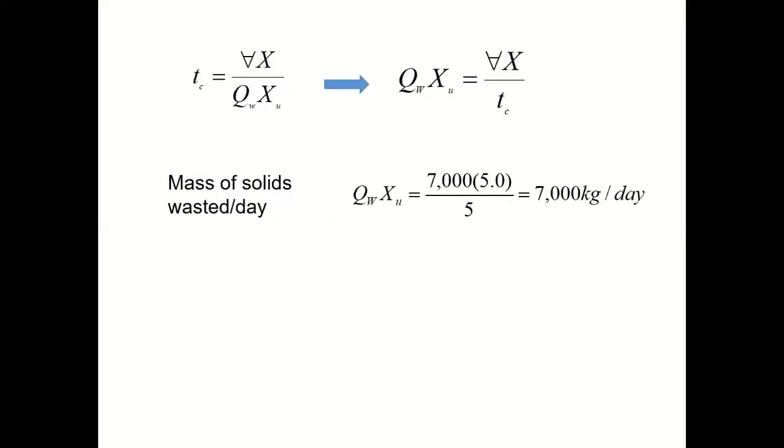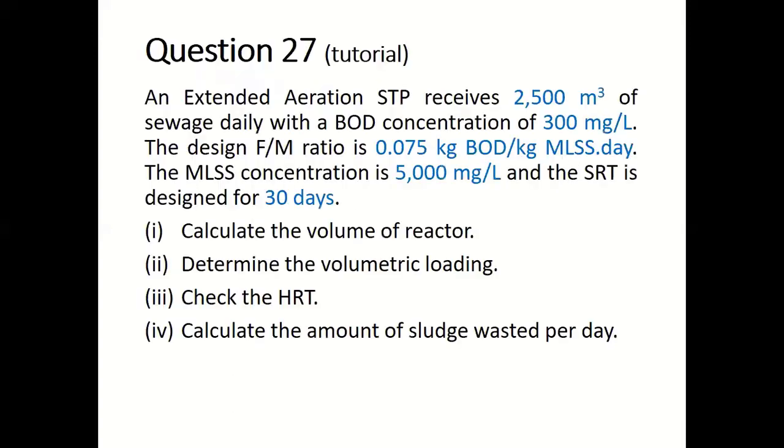That's all for question 22. Okay, so we move to another question, question 27 from your tutorial. The question says an extended aeration STP receives 2,500 meter cubed of sewage daily, and the BOD concentration is 300. The F/M ratio is 0.075. The MLSS concentration is 5,000. Its SRT is designed for 30 days.